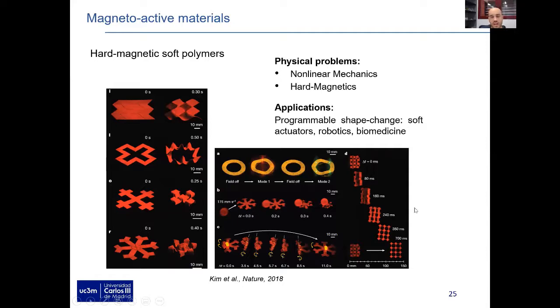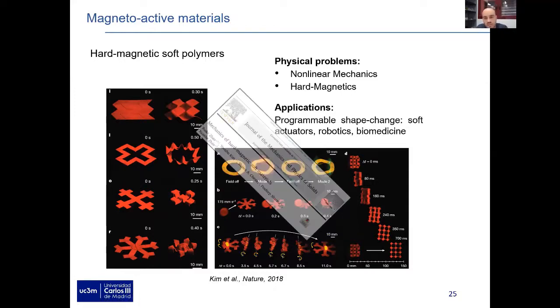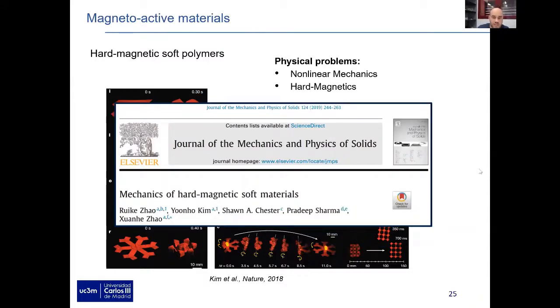I just wanted to highlight this paper by Professor Zhao, published in Nature, where they present a pioneering 3D printing technique to program this kind of smart materials. And they published this work in JMPS with more or less some basis to address this problem. I know Costas is also working on that and advancing in this field, right?